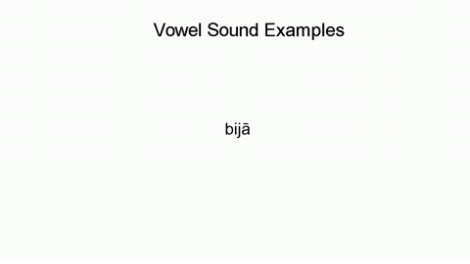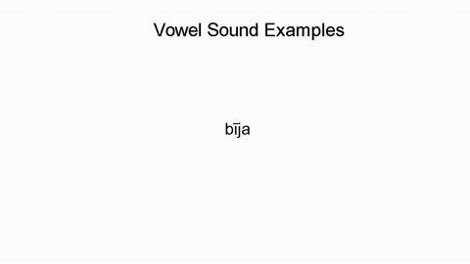However, if we made the second vowel sound long by putting a bar over the a, this word would now be pronounced bijā. If we made both the vowel sounds long, this would be said as bījā. And finally, if only the first vowel sound was long, this would be pronounced bīja. And the word bija in Sanskrit means seed. So do you notice how much of a difference it makes to hit the right long and short vowel sounds?